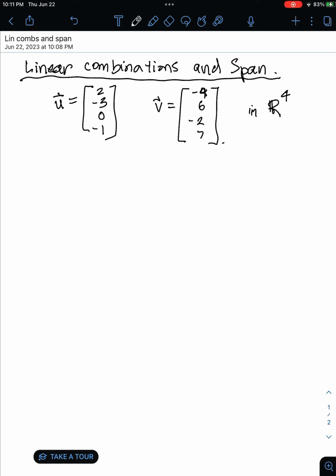And of course, what can you do with them? You can scale them. So for instance, you can take -4v. And what's that going to be? Well, it's easy. You just multiply each component by -4. So -4 times -4 is 16. -4 times 6 is -24. -4 times -2 is 8. And then -4 times -7 is -28. So that is -4v.